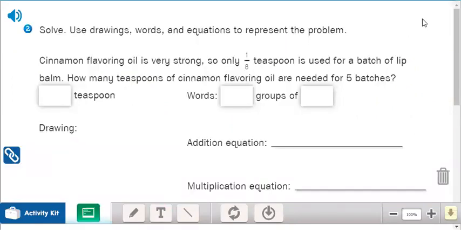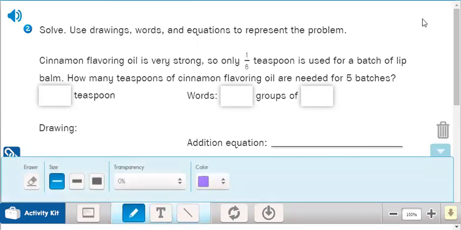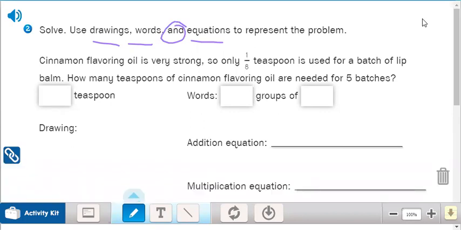Solve. Use drawings, words, and equations. So drawings, words, and equations. So that's 3 things that we need to do today to represent this problem. Cinnamon flavoring oil is very strong. You only need 1/8 teaspoon for a batch of lip balm. So how many teaspoons of cinnamon flavoring oil are needed in 5 batches?